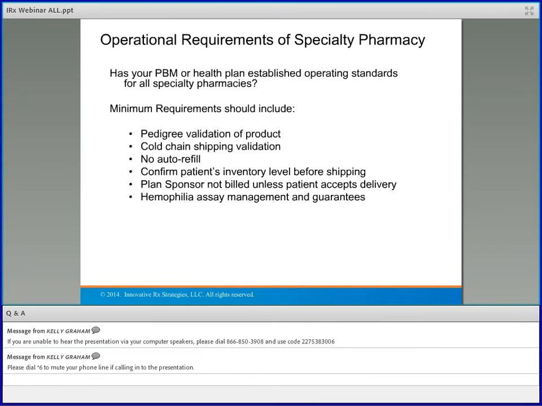You want to have something from an operational perspective: cold chain shipping validation. A lot of these drugs require refrigeration. So you want to make sure that from the manufacturer all the way through to the specialty pharmacy, it's been refrigerated and that you can validate that. That's something that's extremely important.